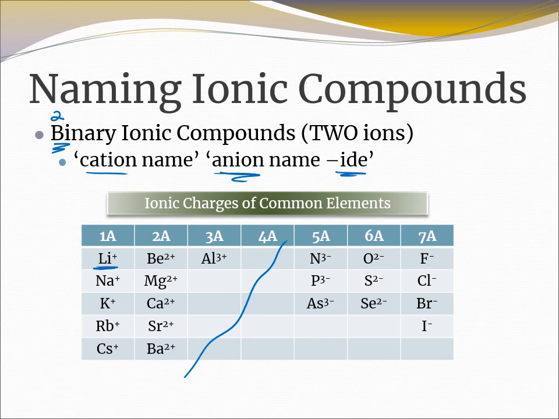So if I was making a compound between lithium and bromine, lithium would stay the same. We would just call it lithium. But bromine, we would change the end to bromide. So instead of ene, ide. And the compound's name would be lithium bromide.